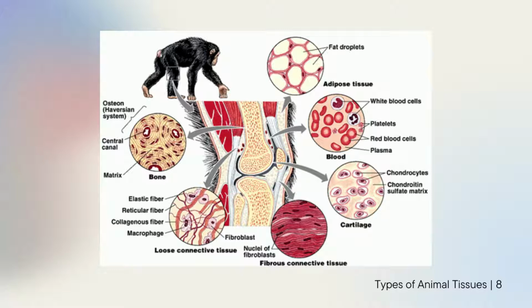As we can see here, connective tissues function together in harmony, and they can be found anywhere in the body. We can see here the bone, the blood, the cartilage, fibrous connective tissue, loose connective tissue, and the adipose tissue working together to form the knee joint of a mammal. The bone tissue forms the bone. The adipose tissue forms the fat padding in the leg of the mammal.